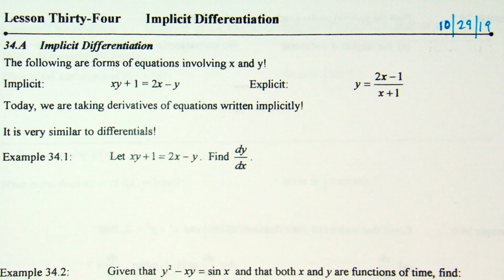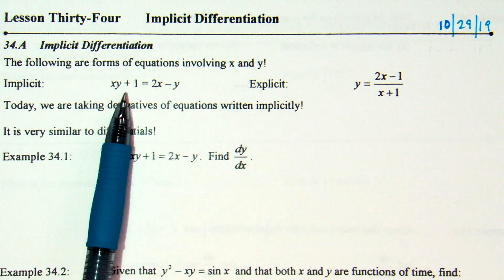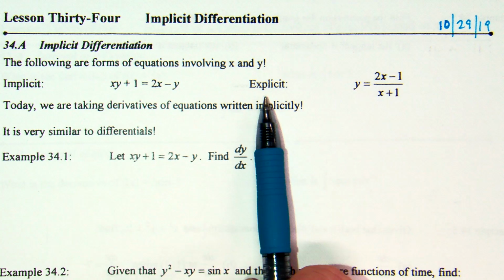Lesson 34 is implicit differentiation. So first of all, when you hear differentiation, basically we are taking the derivative. Notice the first thing listed up here, there's two different forms of equations that we can see involving x and y. This first one is implicit. If an equation is expressed implicitly, what that means is that the x's and the y's are mixed together within the equation. What we prefer to see and like to see are the explicit equations.